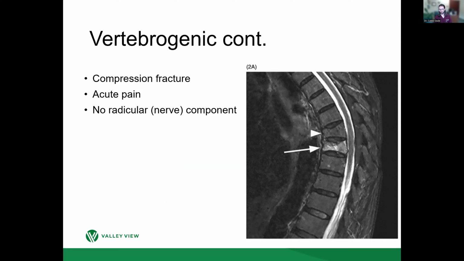If you get an X-ray, you might see that these vertebral bodies have collapsed. And it could just be one or it could be multiple. There's no radicular or nerve component to this type of pain. It is only of the vertebral body. This MRI that you're looking at here shows the thoracic spine. It has two arrows.